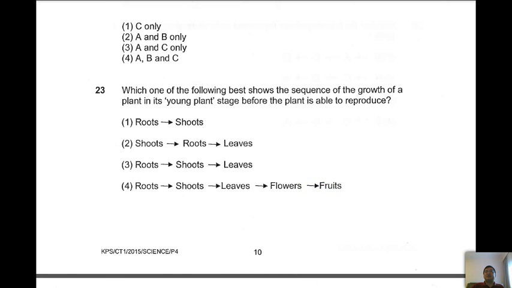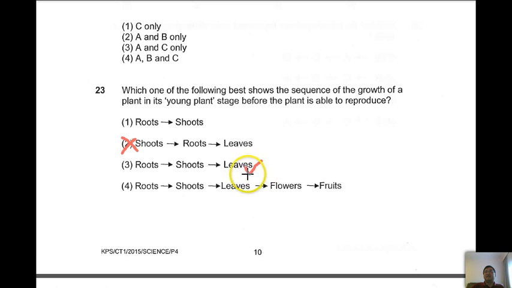Which of the following best shows the sequence of growth of a plant young stage before the plant is able to reproduce? Roots come out first, then the shoot. Shoot to roots is not right. It should be roots come out first, so this stage is not right. Root, shoot, leaves, flower, fruits.